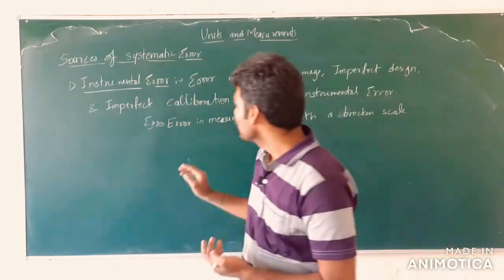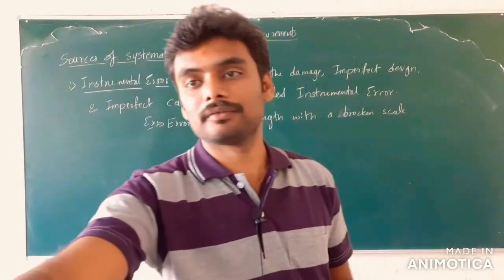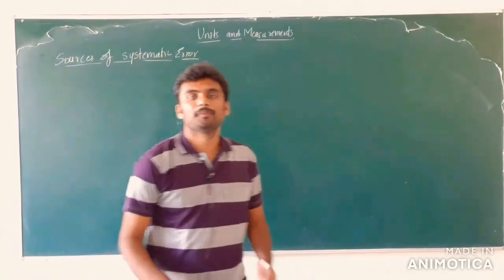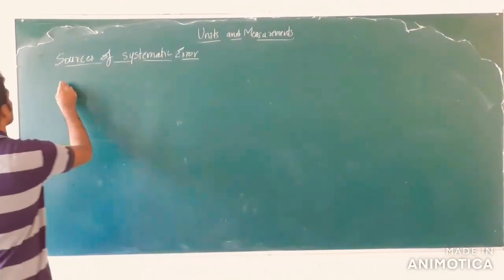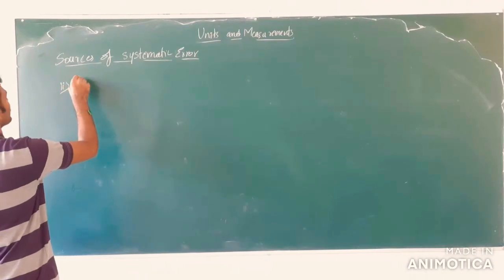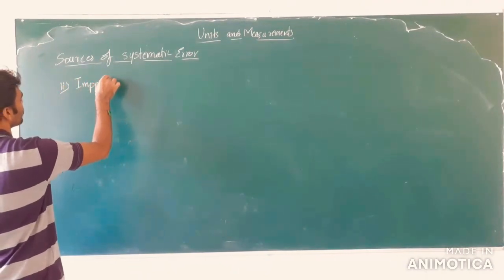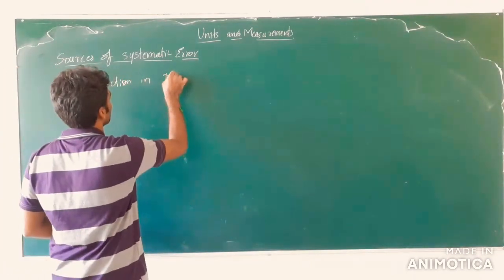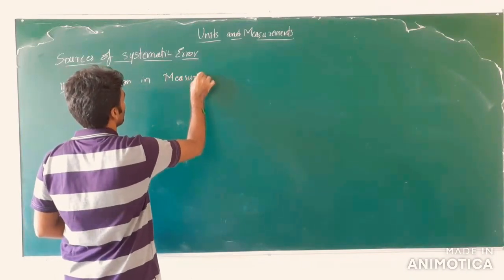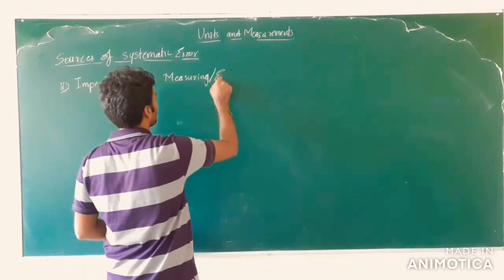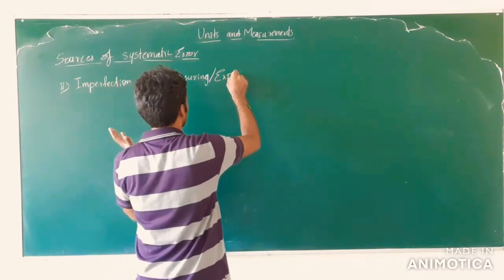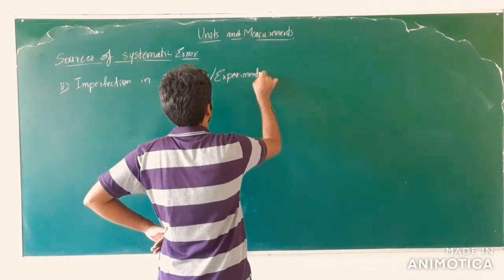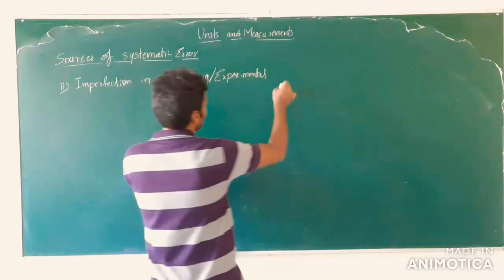Now we shall see the next source of error. So the next error is imperfection in the measuring technique. Okay. So the second source of systematic error is imperfection in measuring, or it can also be considered as experimental. If it is more lab oriented measurement, then we call it experimental. Okay, measuring or experimental technique.